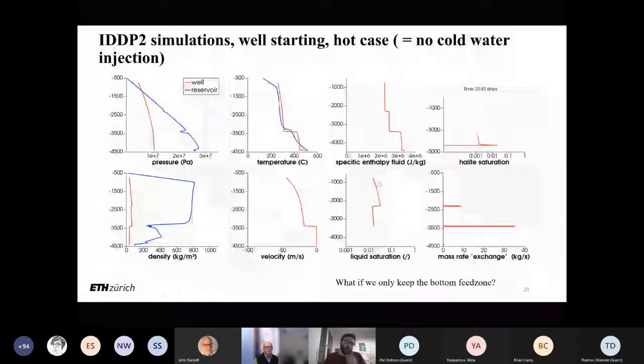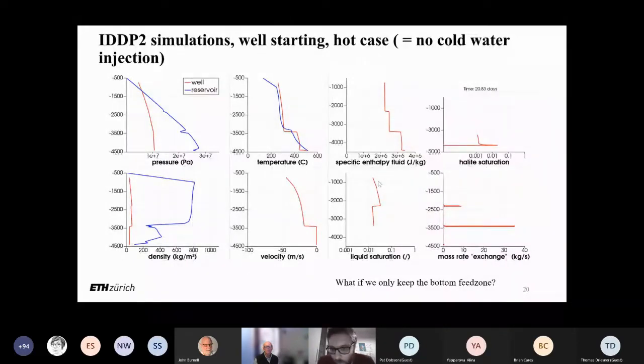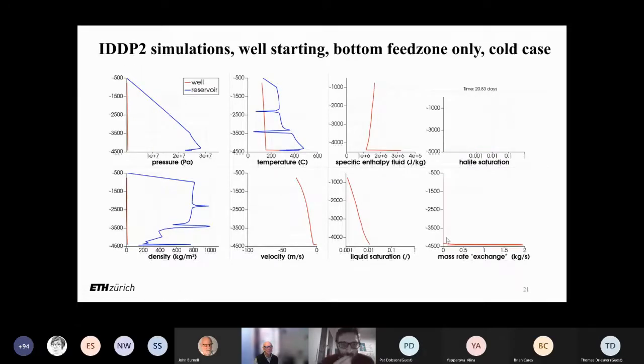So now I was wondering, what if we just keep the bottom filters? What if we could seal the damage zone here and this feed zone, which is not super desirable, and only try to produce from the very bottom? In that case, you can actually start the well, because some high density fluids are going to trickle up and be warmed up against the reservoir, and eventually manage to again create a very low density fluid through the whole well.